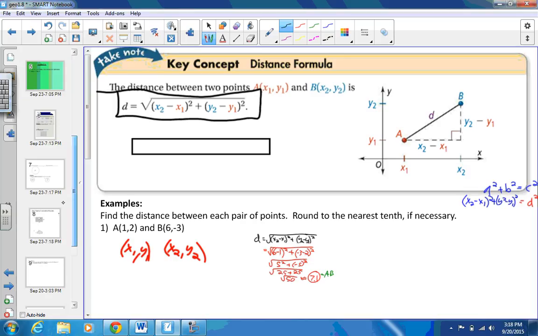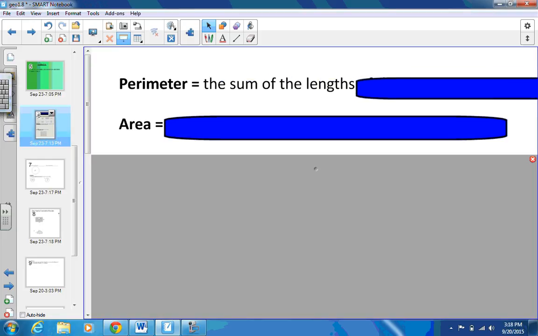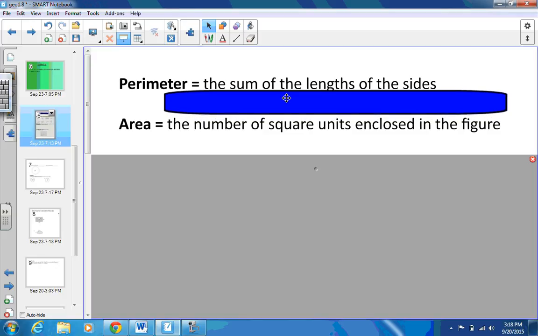But I'd rather get here to this main portion, which is dealing with perimeter, area, and circumference. And so 2 key terms here. First one is perimeter. Perimeter, you should know by now, is the distance around a figure. If you're having sides, it's the sum of all the side lengths. If it's a circle, it's how far around that circle it is. Area, on the other hand, is the number of square units enclosed in the figure. So it's inside of the figure.